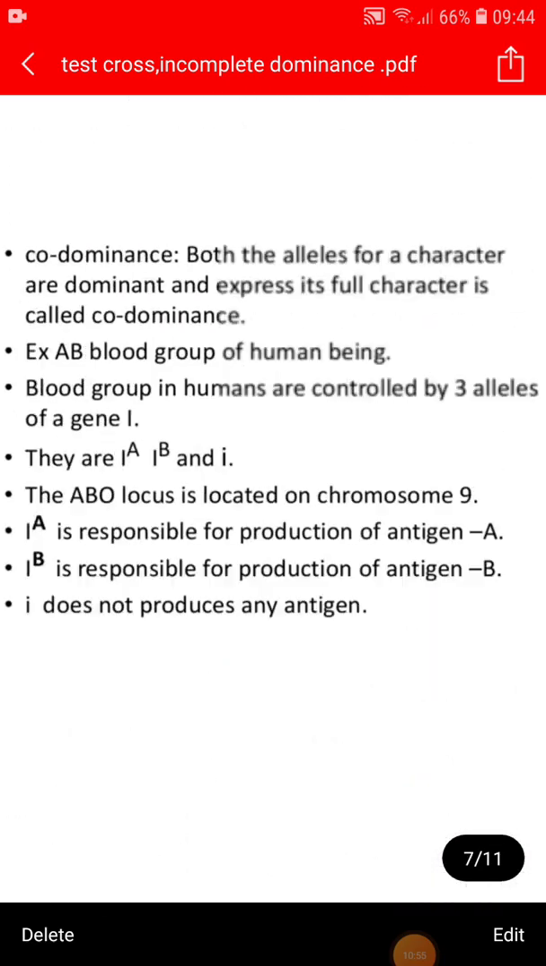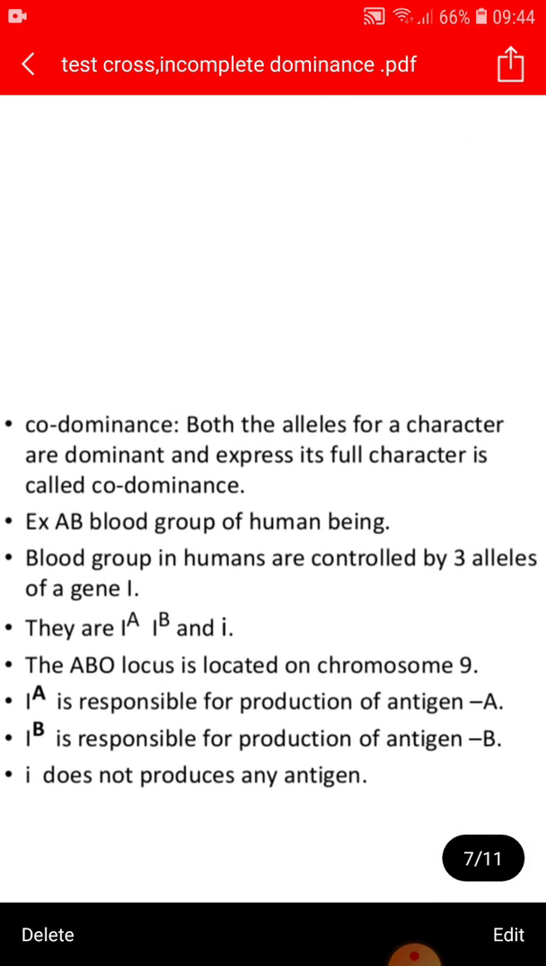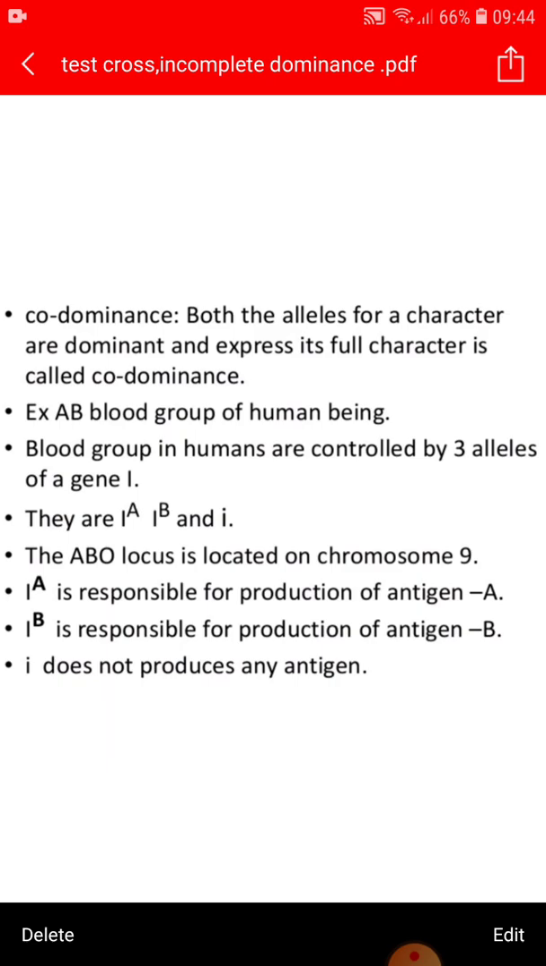These were the two exceptions to Mendel's law that we had discussed today in the lecture. I think you all got it.